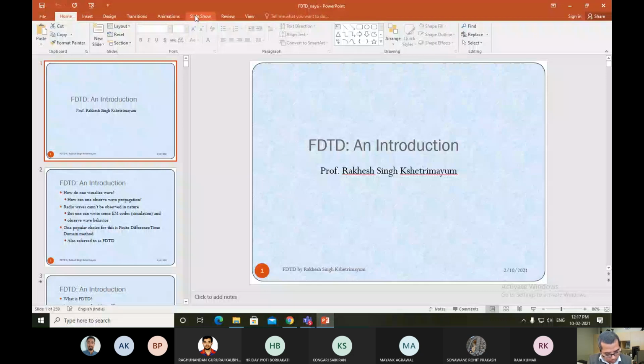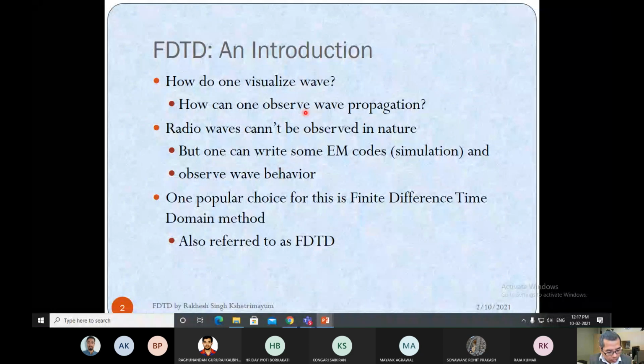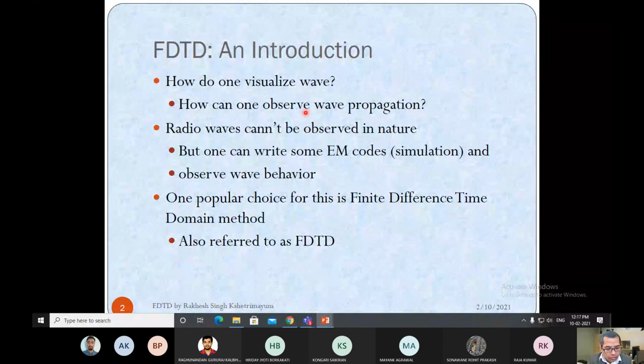Just before that, you have been studying electromagnetic field theory for many years now, and you want to visualize the wave. You have never seen the wave; it's invisible. But let's say you want to observe the behavior of the wave in real time with visualization. Then you have to write codes. Waves you cannot see, but if you write EM simulation codes, then you can observe the behavior of the wave. And the finite difference time domain method is one method which will let you visualize the wave.